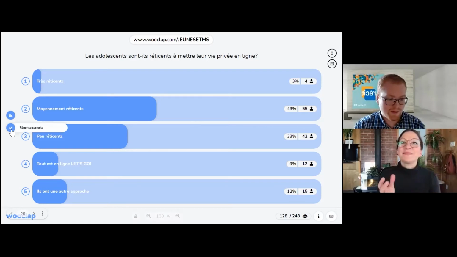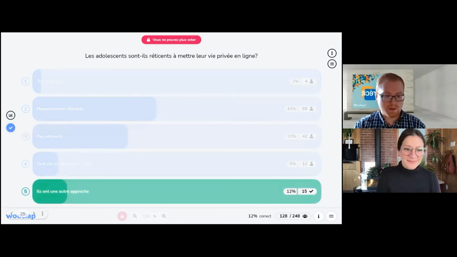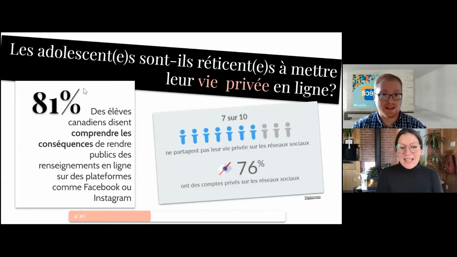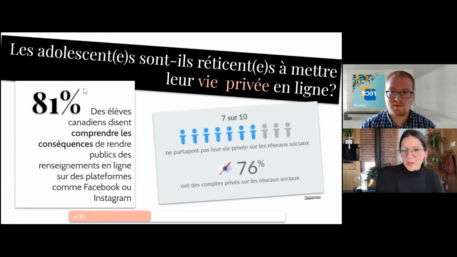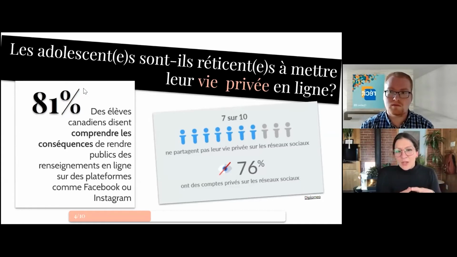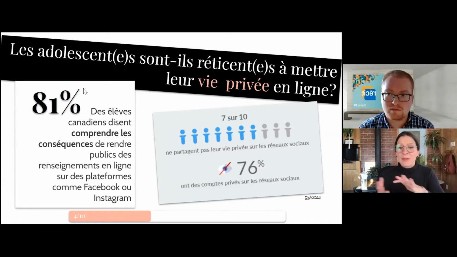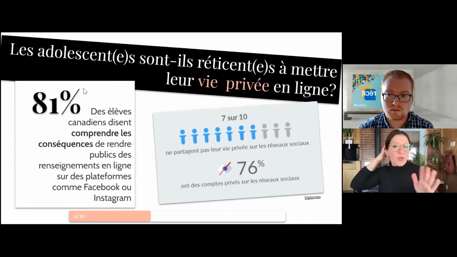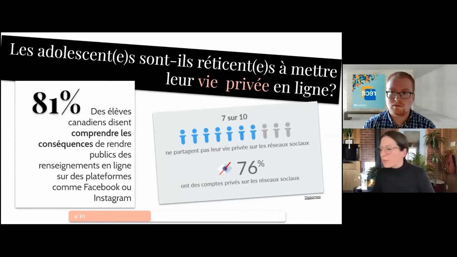So let's look at their answer. They have another approach. What does that mean? They have another approach because in general, they will use social media with the parameters of social media. So young people will have privacy parameters that are more important, especially in high level social media like Facebook, which is social media for the family, according to the various conceptions.